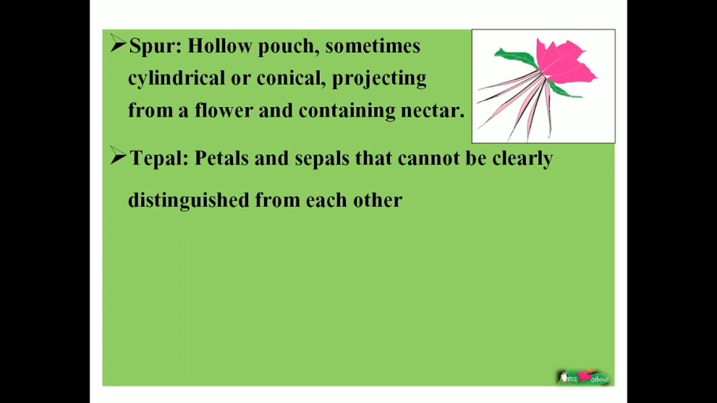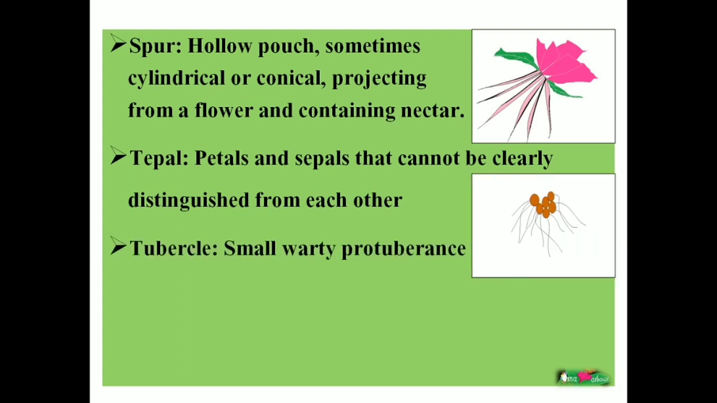Then tubercles. An outgrowth on a stem, on a flower, or on a fruit is called a tubercle. Here you can see a round fruit-like structure. There is a hairy outgrowth. We can say it is the tubercles.